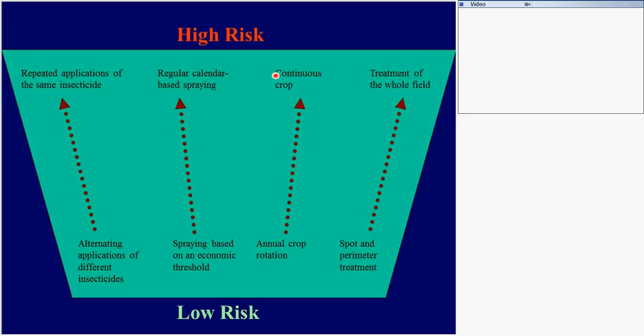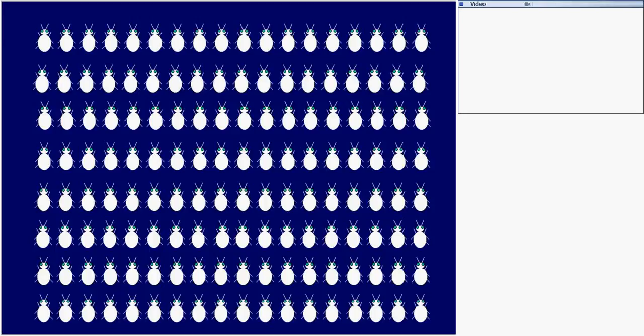If you look at practices, things like repeated applications of the same insecticide as opposed to alternating application of different insecticides, regular calendar-based spraying as opposed to spraying based on an economic threshold, continuous crop as opposed to annual crop rotation, and treatment of the whole field as opposed to spot and perimeter treatments would increase risks. So basically, the more chemical you use, the higher the risk that it will fail. And that's a typical evolutionary process.